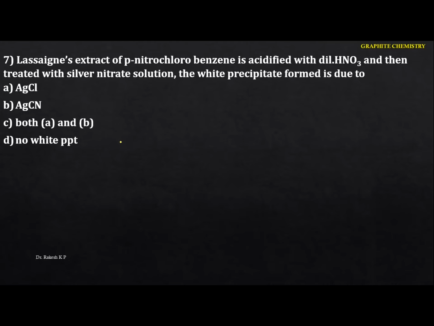The Lassaigne's extract of para-nitrochlorobenzene is acidified with dilute nitric acid and then treated with silver nitrate solution. The white precipitate formed is due to what? Let me write the compound here. This is para-nitrochlorobenzene. So let me write the chlorobenzene, and in the para position we have the nitro group.